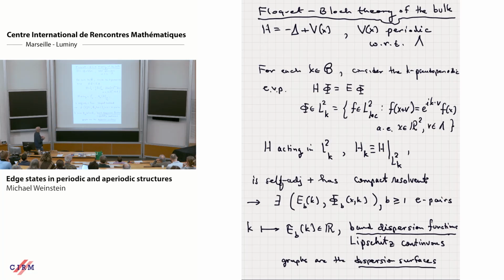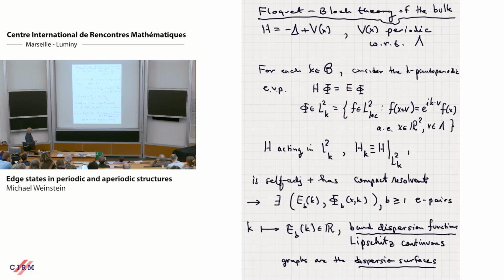So we could think of H as acting in the space L2k, and we'll denote that operator by H sub k. H sub k is just H on the space L2k. It acts invariantly there. This is a self-adjoint operator. It has compact resolvent, these self-adjoint boundary conditions, and so there is a sequence of eigenpairs.